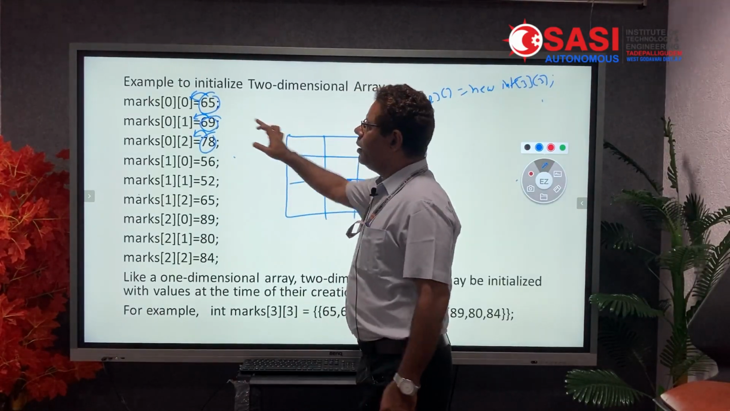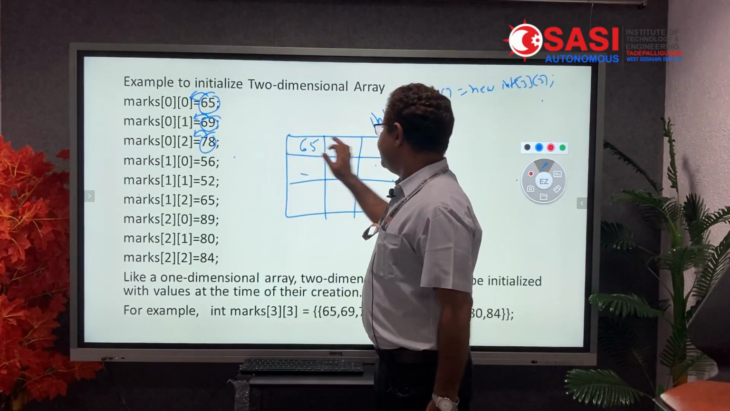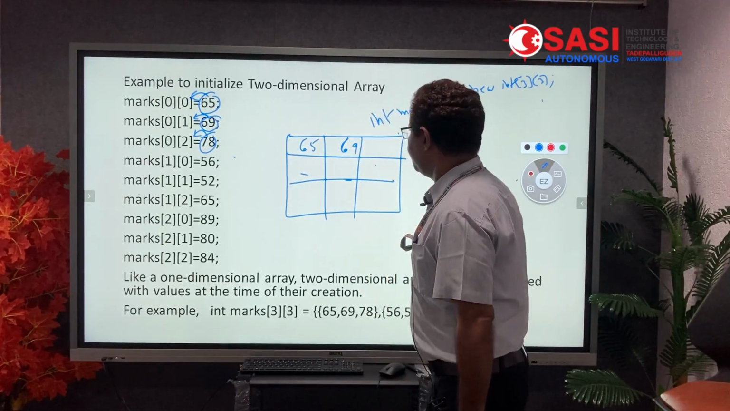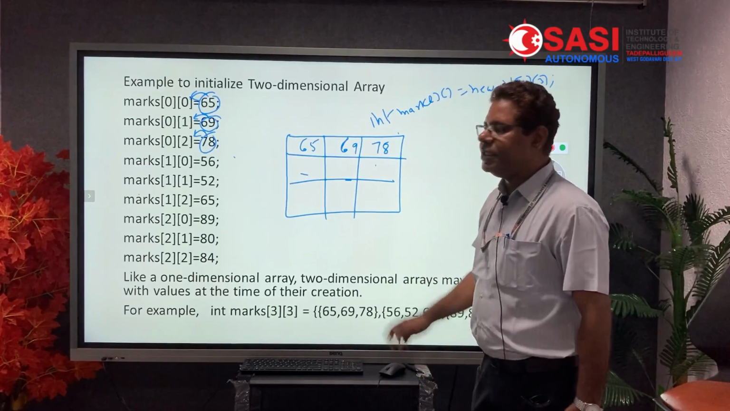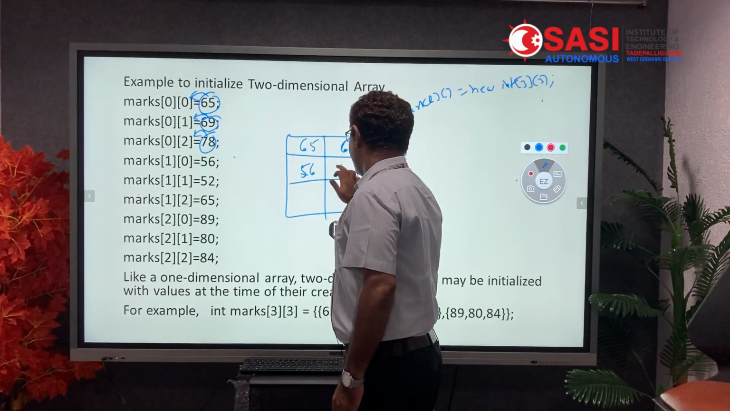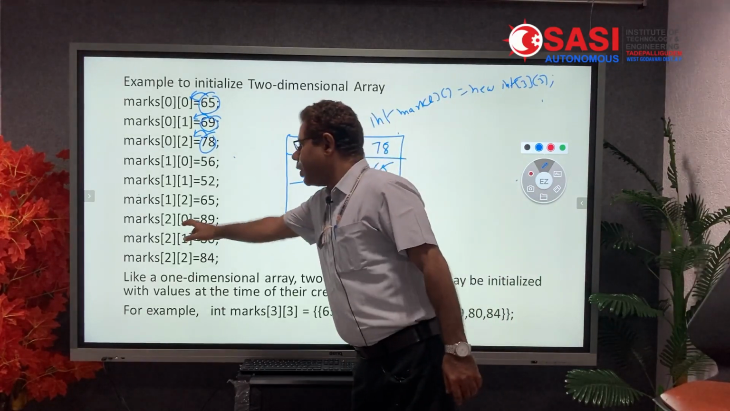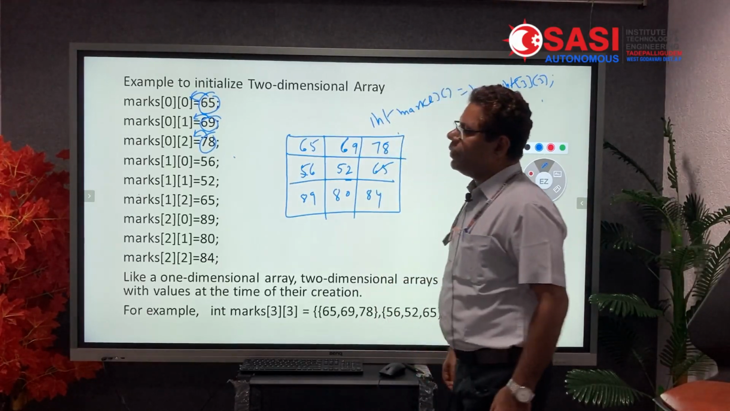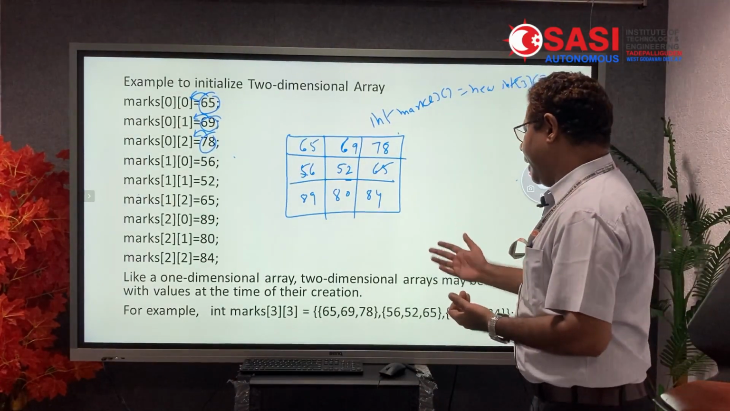So in the tabular form, the first cell specifies marks of 0 0. That means we can store the value 65. The second cell specifies marks of 0 1. In this we can store the value 69. The third cell specifies marks of 0 2. We can store 78. So this is the first row. In the second row we can store 56, 52, 65. In the third row, that means marks of 2 0, we can store 89, 80, 84.